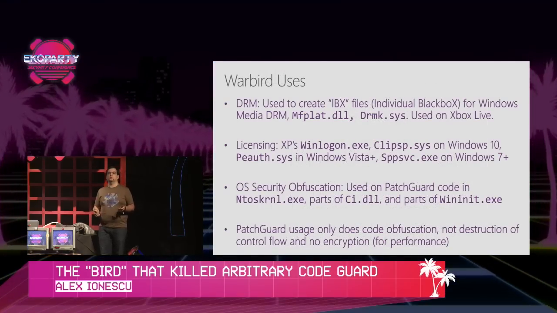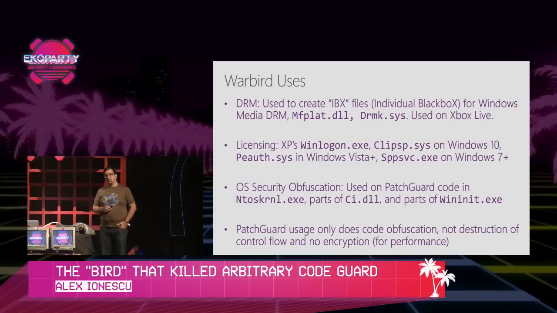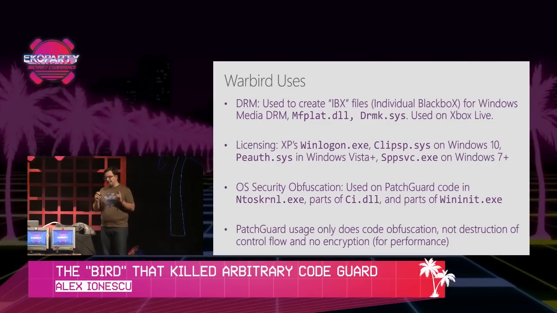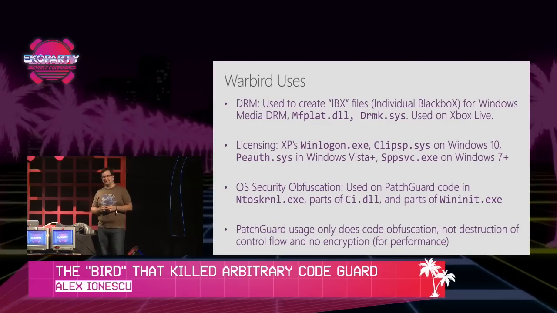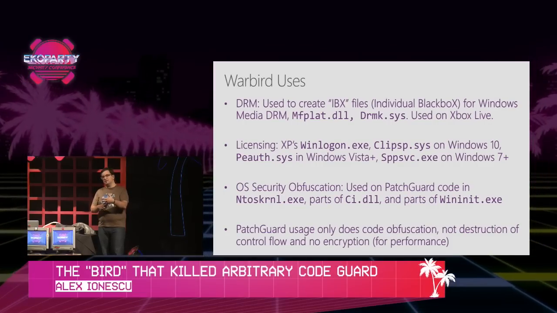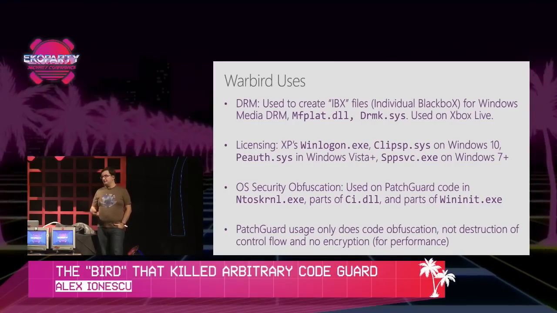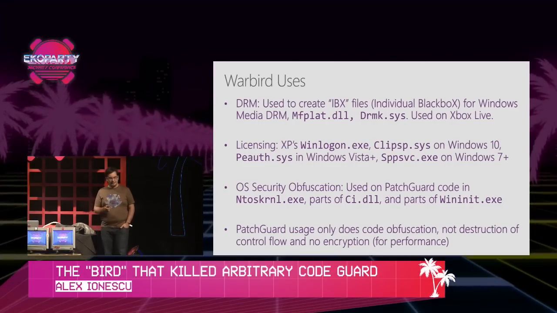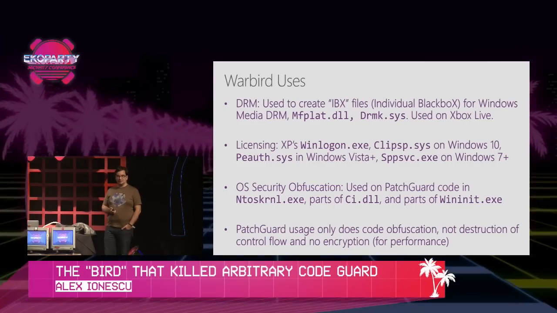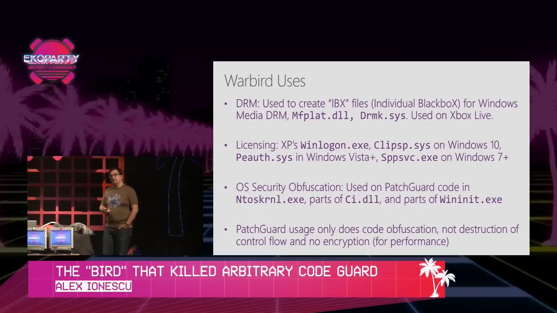So what do they protect? Well, DRM. So Windows video files, when this used to be popular and they had a whole video store, came in these IBX files, which are individual black boxes, and the movies themselves were encrypted, and the decryption key was in a binary that was warbird obfuscated. Even today, the DRM platform files like mfplat.dll, for example, DRMK, and all of Xbox Live, if you look at those binaries, you'll see warbird.